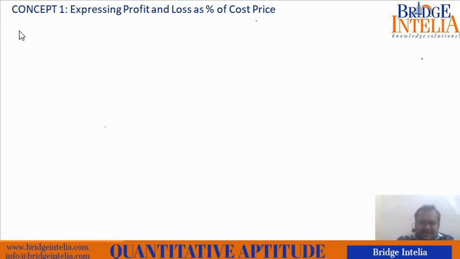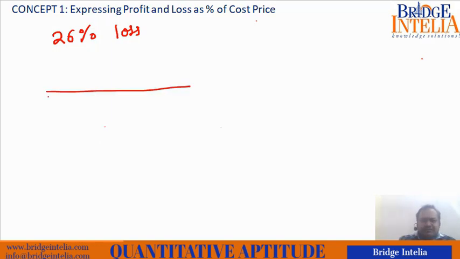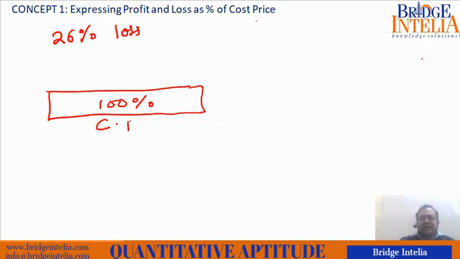Now let's take another example. Suppose it is already known that by selling an article, the trader suffers a loss of, let's say, 26%. Then how can you interpret this information? So investment of 100% is cost price. This is what the shopkeeper invested. This is his cost price.